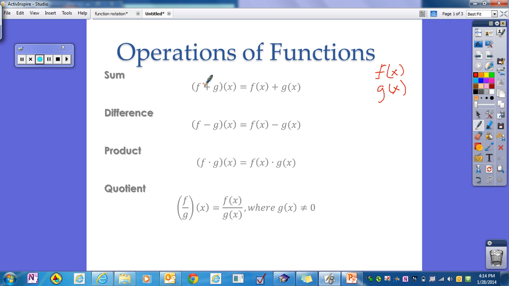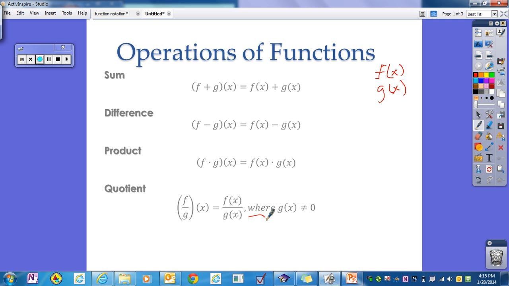When you see the notation f plus g of x, that's equal to f of x plus g of x. Then when we look at the difference of functions, where we have f minus g of x, that's equal to f of x minus g of x. The product, f times g of x, is equal to f of x times g of x. Then we have the quotient, so we're dividing: f over g of x is equal to f of x over g of x.